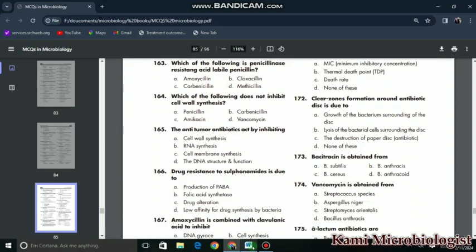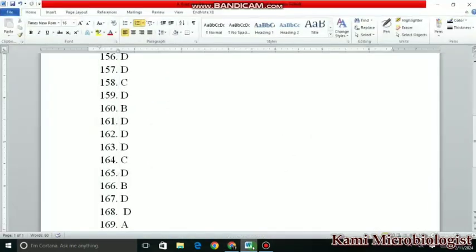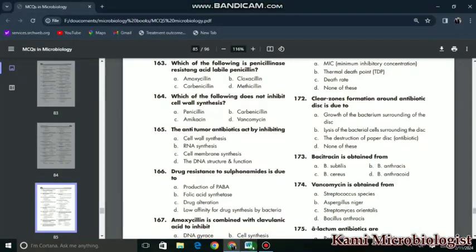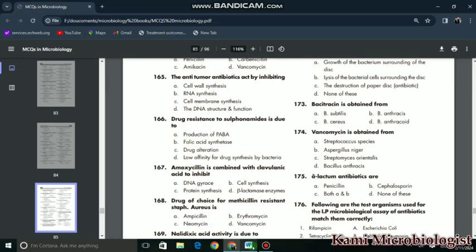Then we have 163 MCQs which says which of the following is a penicillinase resistant, acid labile penicillin. So the correct option is methicillin. D is the correct option. Which of the following does not inhibit cell wall synthesis? For this the correct option is amikacin, which is not a cell wall inhibitor. The anti-tumor antibiotics act by inhibiting DNA structure and function. D is the correct option.